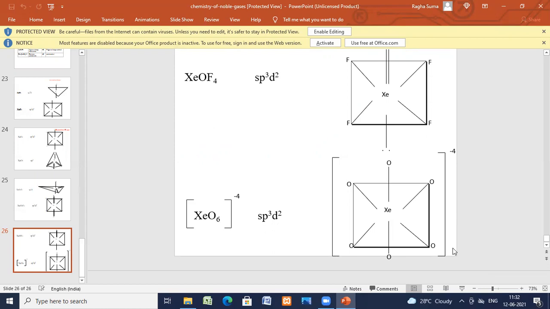This is the end of the topic. I hope everybody has understood the chemistry of the noble gases. Thank you, everybody.